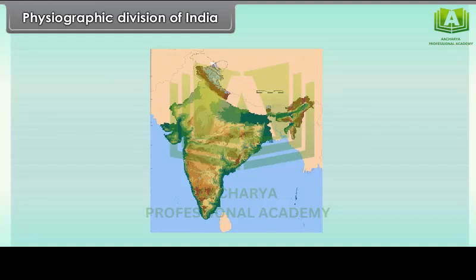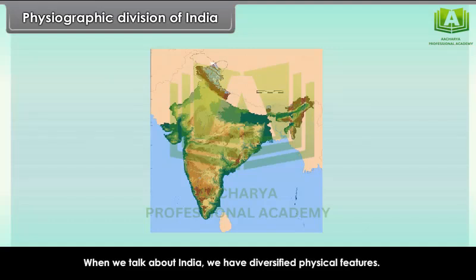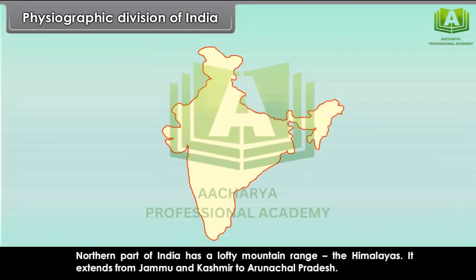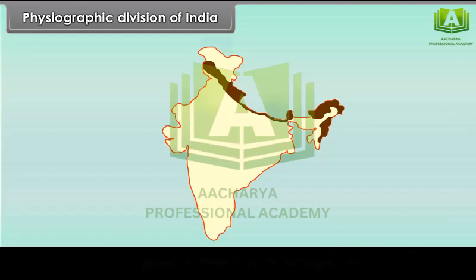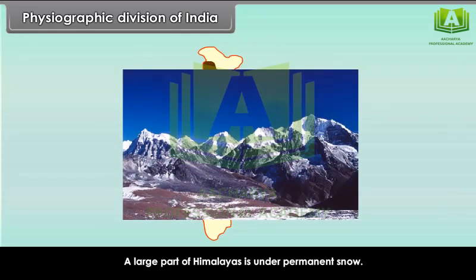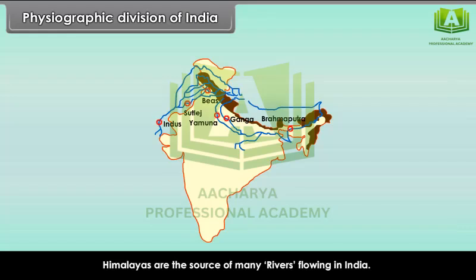Physiographic division of India. When we talk about India, we have diversified physical features. Now, let us look at the different physical features of India. Northern part of India has a lofty mountain range, the Himalayas. It extends from Jammu and Kashmir to Arunachal Pradesh. A large part of the Himalayas is under permanent snow. Himalayas are the source of many rivers flowing in India.